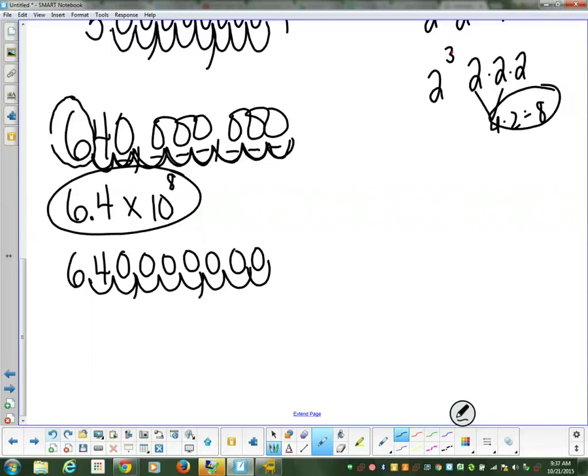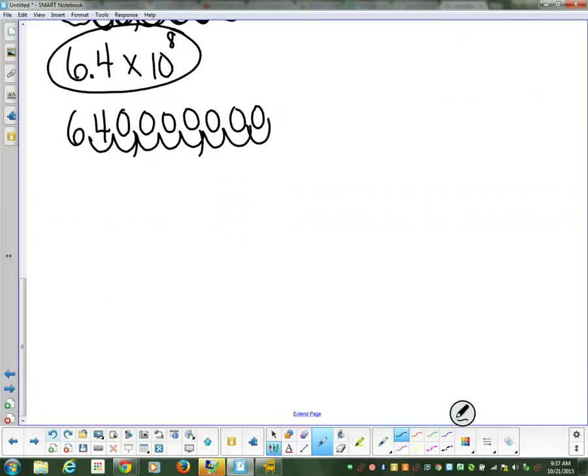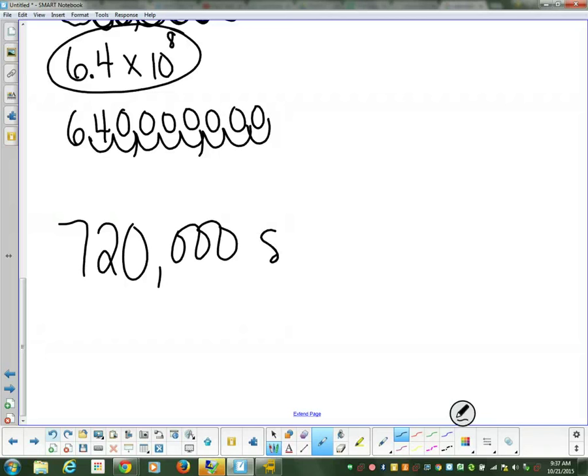Well, let's do one more together. I run a race in, let's go, 720,000 seconds that it takes me to run a race. In your notebook, express that in scientific notation. Wherever you're writing down your notes, express it in scientific notation.